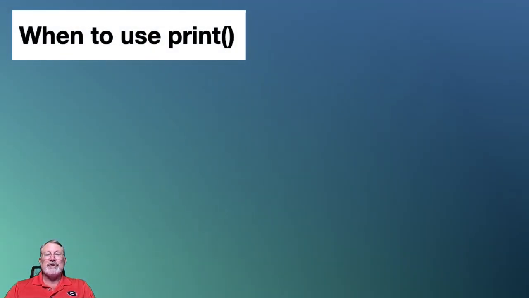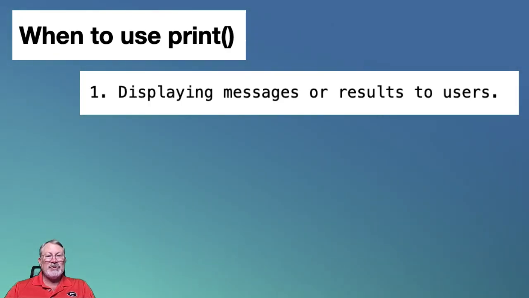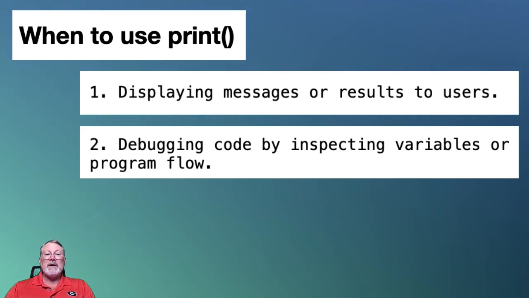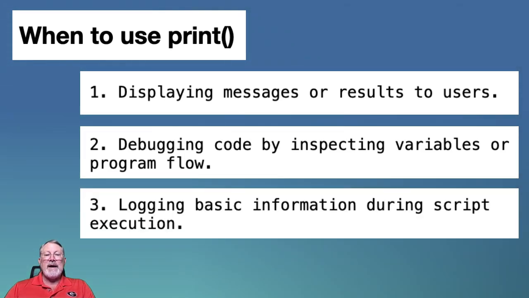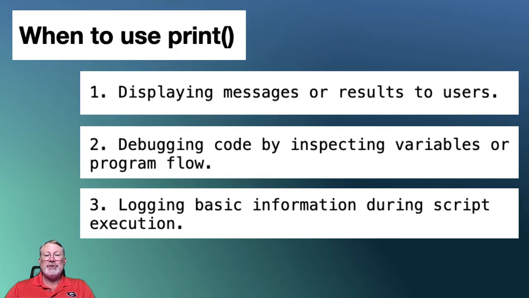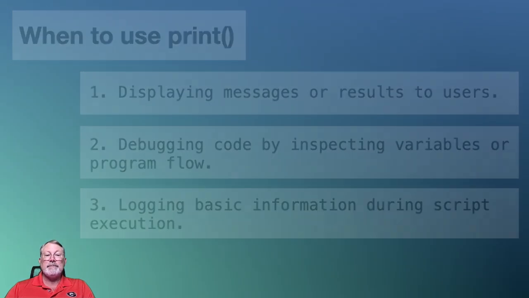You'd use the print function when you're displaying messages or results to users. Often when you're debugging code by inspecting variables or program flow. And finally, when you're logging basic information during script execution.